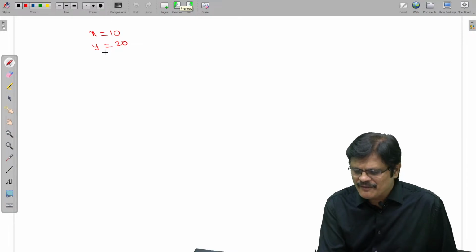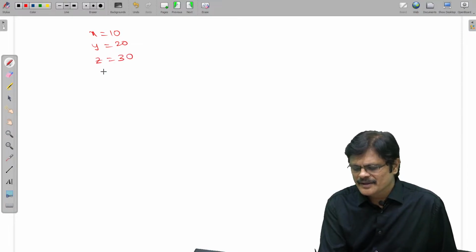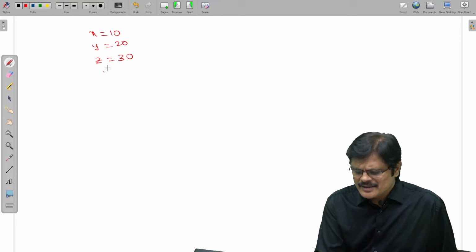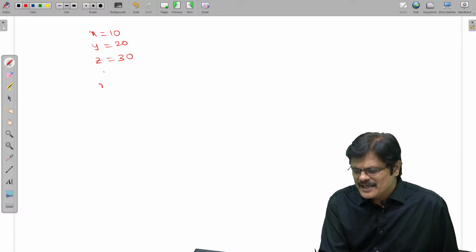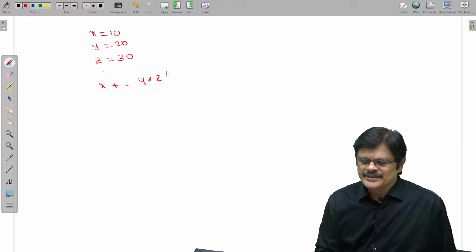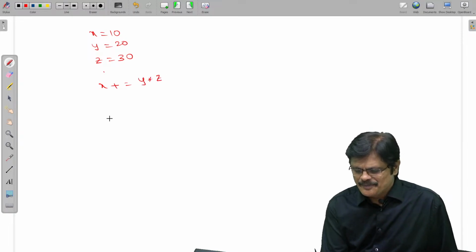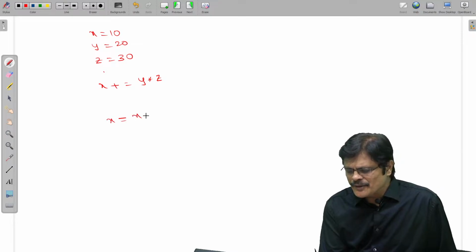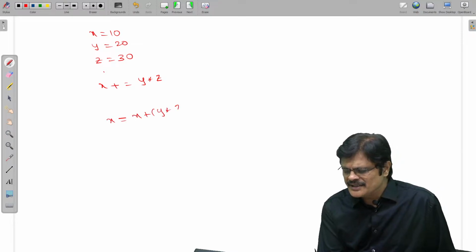x is equal to 10, y is equal to 20, z is equal to 30. Okay, enough. Let us use these three variables. x plus y into z. Now my question is, is it like x is equal to x plus y into z?